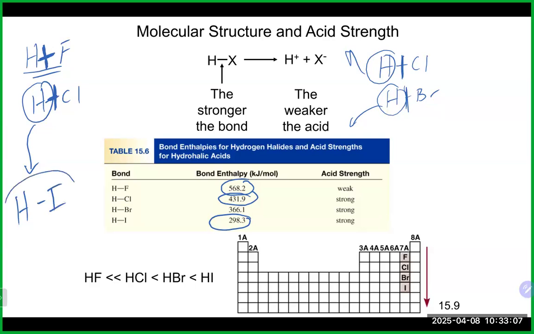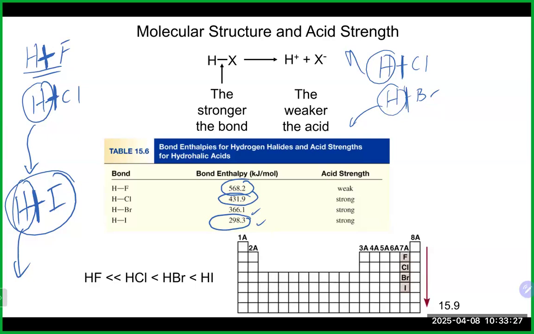HI is actually a stronger acid than HCl. Or HBr is also a stronger acid than HCl, because it has a weaker bond energy. So HI, you just look at it and it will pop off that hydrogen. It doesn't take a lot of energy to release it, and that makes it a much stronger acid.